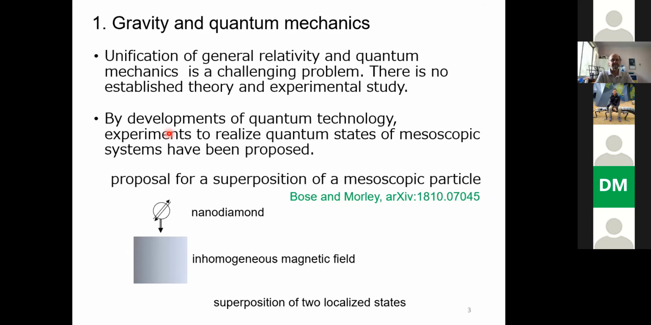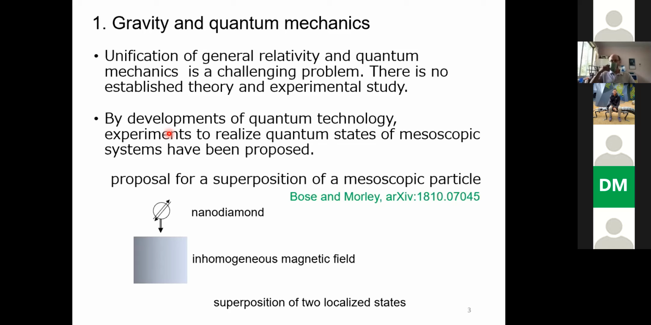The first is about a test of the quantum nature of gravity. Unification of general relativity and quantum mechanics is a challenging problem in physics. Many theories have been proposed, but there is no established theory. There are almost no experimental studies on quantum gravity. However, by the development of quantum technology, experiments to realize quantum states of mesoscopic systems have been proposed. And the superposition state of a mesoscopic particle might be realized in the future.